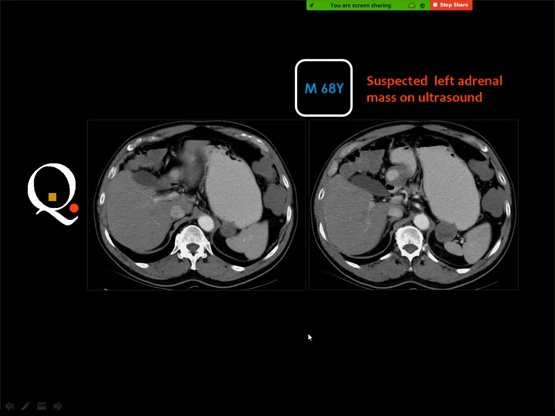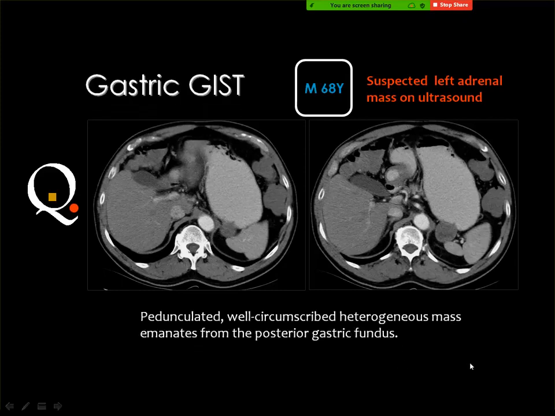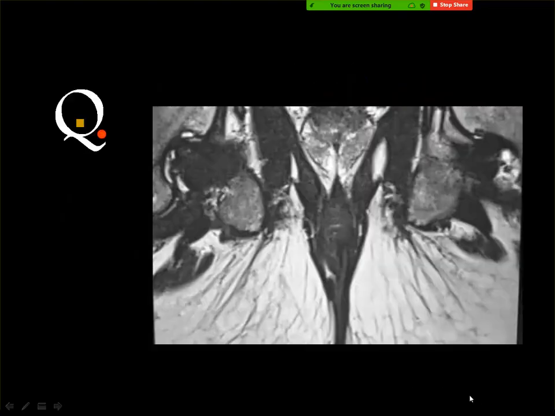This is not of adrenal origin. It is of gastric origin. GIST? Benign GIST? Yes, and this is gastric GIST. The typical appearance is a rounded, bulging lesion, and it usually goes outside the gastric lumen.